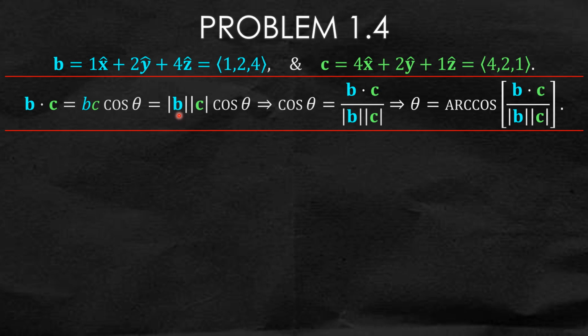And now from here, we can solve for cosine by dividing the magnitudes over and then taking the inverse cosine or the arc cosine on both sides to highlight the angle here.